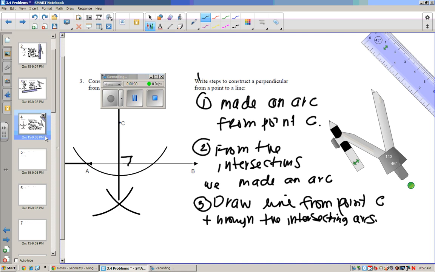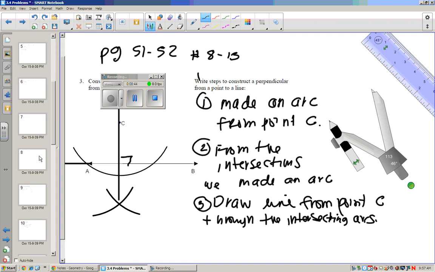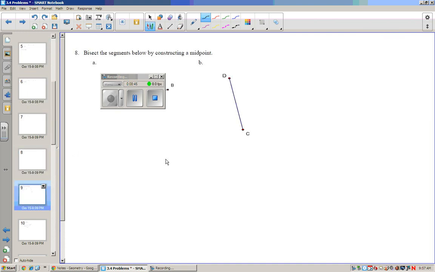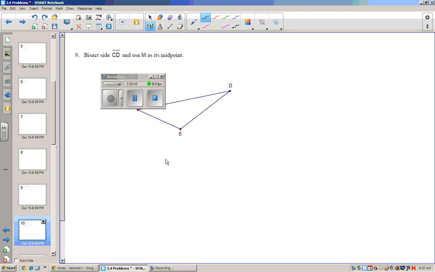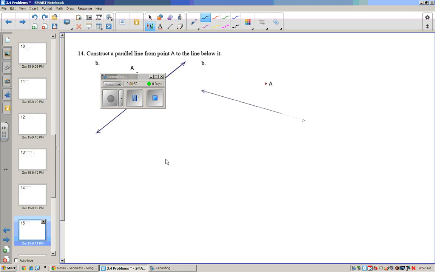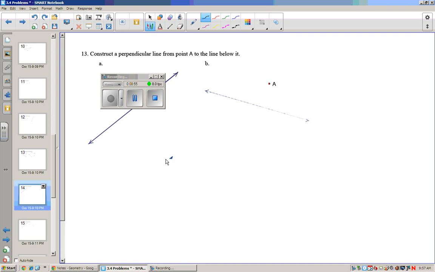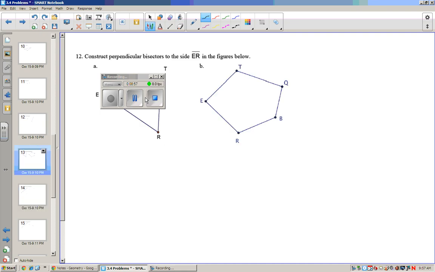Your homework will be page 51 and 52, numbers 8 through 13. So when you start looking through those, you're going to find that it starts with bisecting a segment, perpendicular bisectors, and it ends there with those two constructions. Tomorrow we're going to do the five more constructions that we need to finish. Hope this helps clarify. If you need anything, come see me.